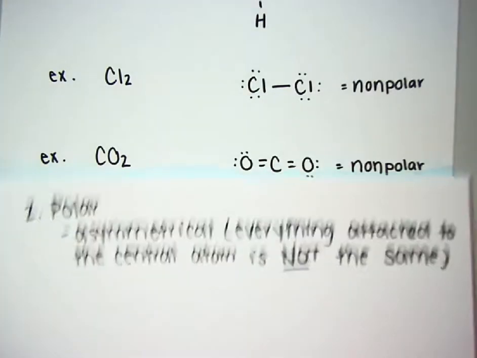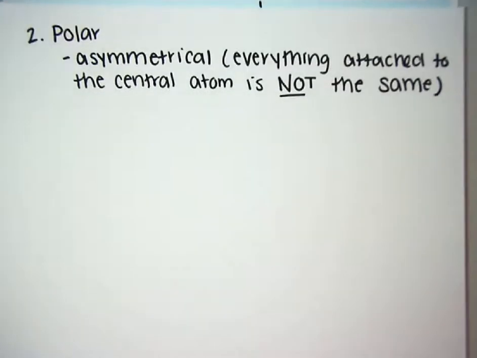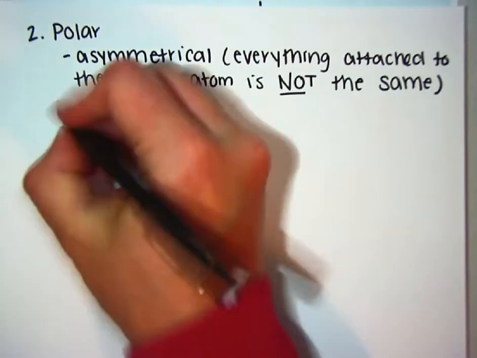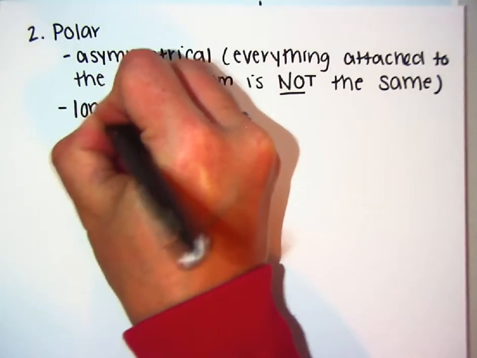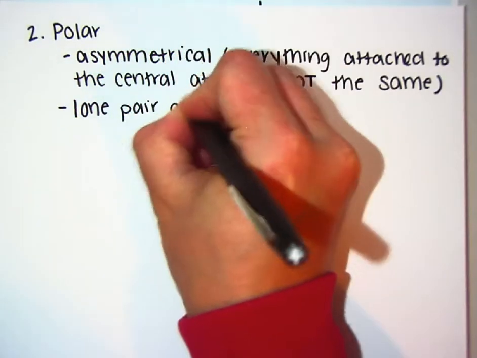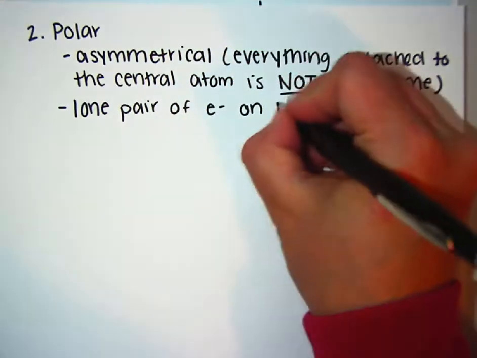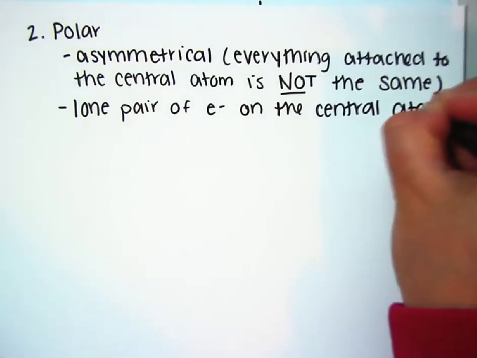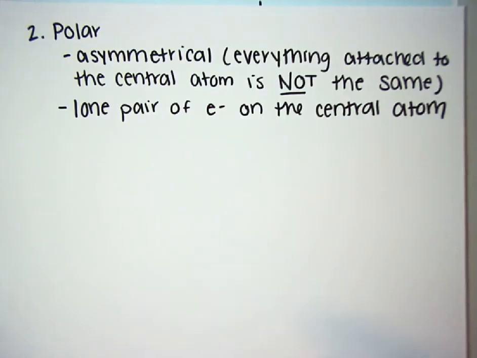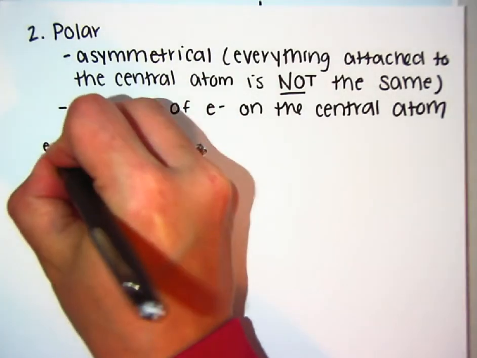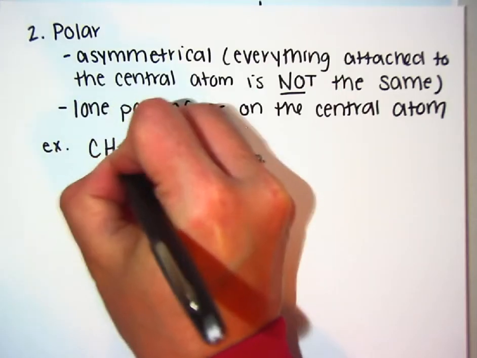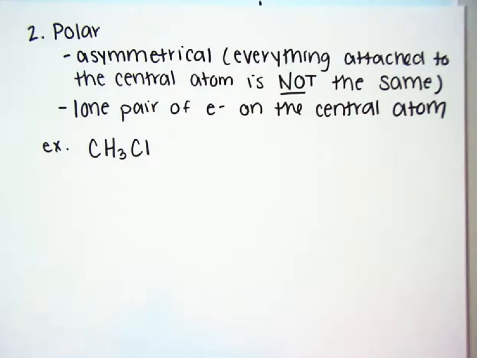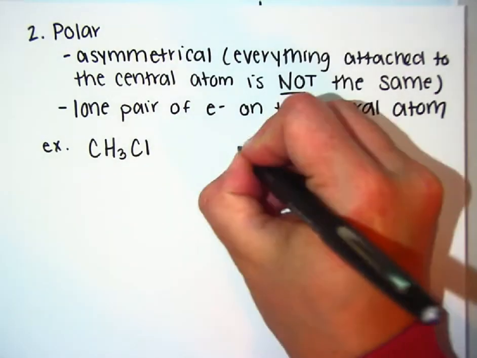The other way that we can have a polar molecule is if there is a lone pair of electrons on the central atom. That's kind of like your trump card. If there are lone pairs of electrons on that central atom, it is automatically polar. Let's say I had CH3Cl. So I draw my Lewis structure.